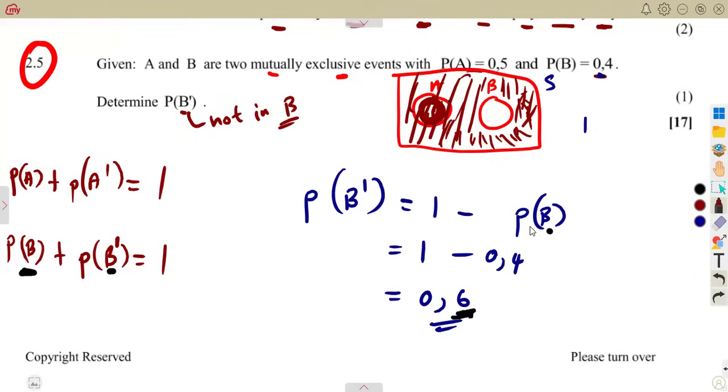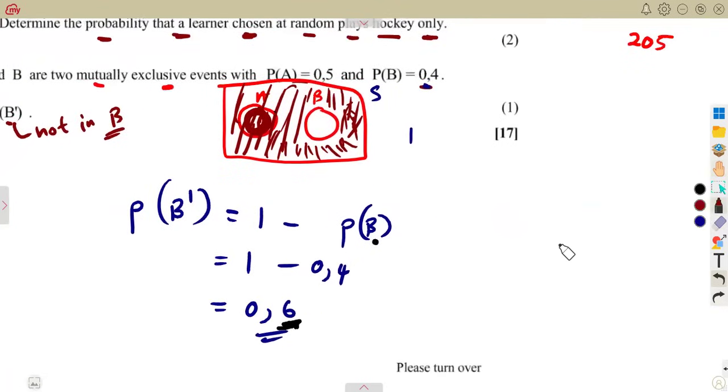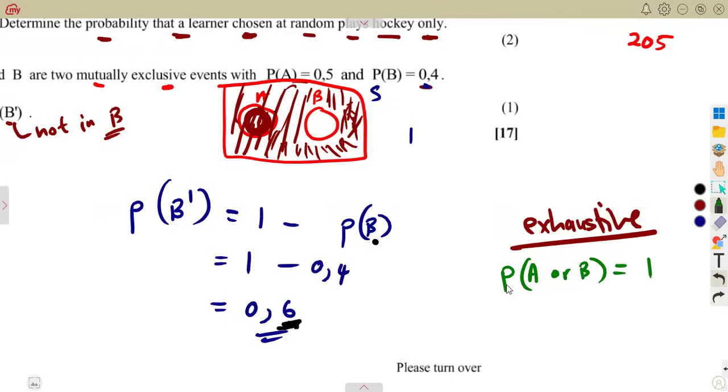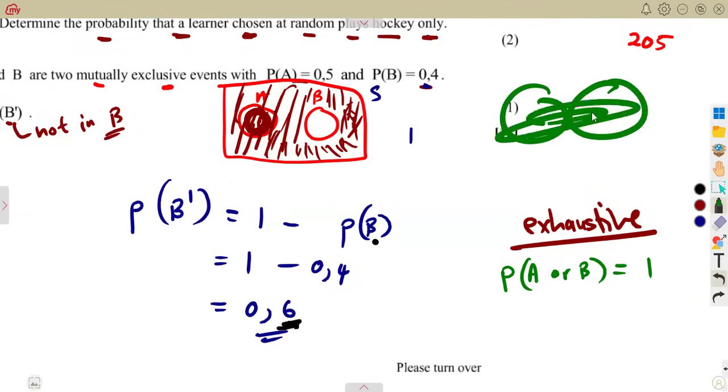Remember that. Where you write the probability of B complement being equal to the probability of A, do not confuse that question with this one. That is where there are exhaustive sets. Remember the exhaustive concept. You must not confuse it with the exhaustive sets, because for exhaustive sets, the probability of A or B is supposed to be equal to 1. Meaning these two sets are the ones that give us 1.